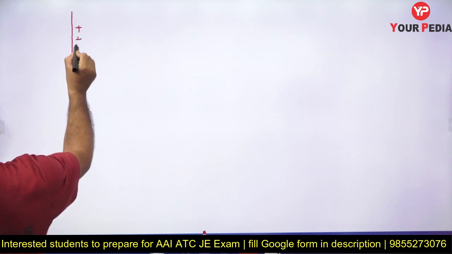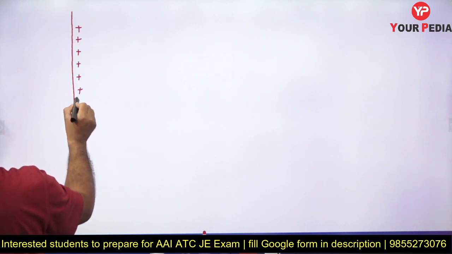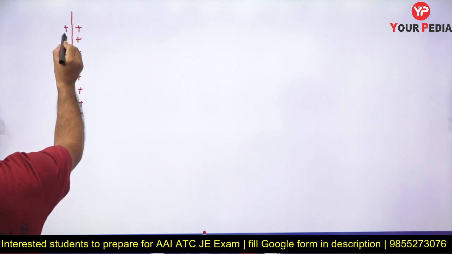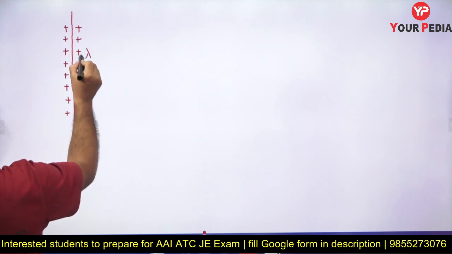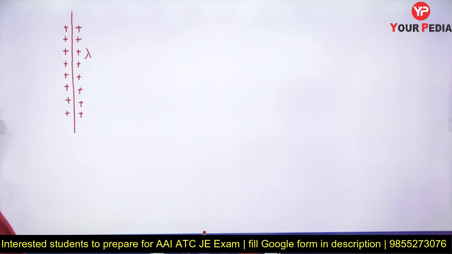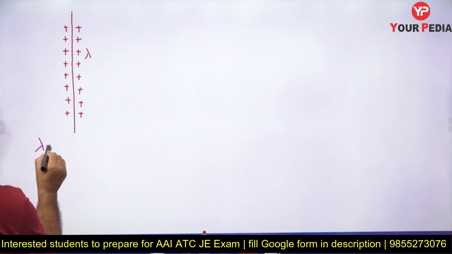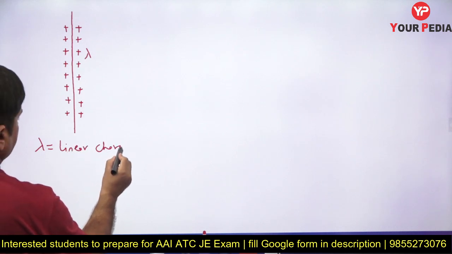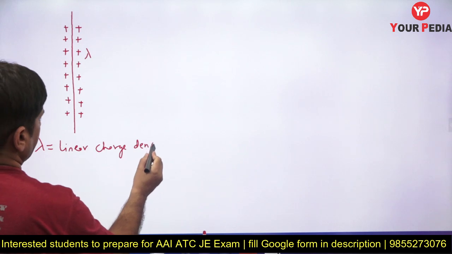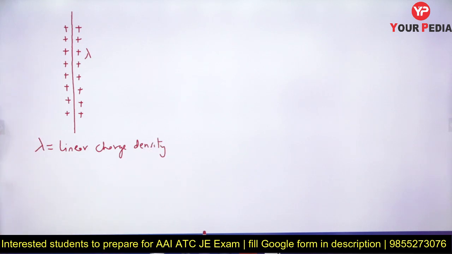Now I give you an infinitely long wire with linear charge density lambda. It is an infinitely long wire with uniform linear charge density. So lambda is the linear charge density, and this is a uniform charge distribution. We are assuming the charge distribution is uniform.